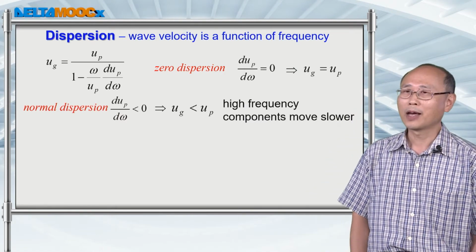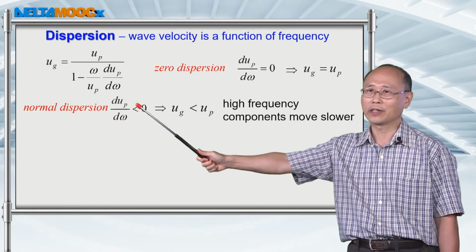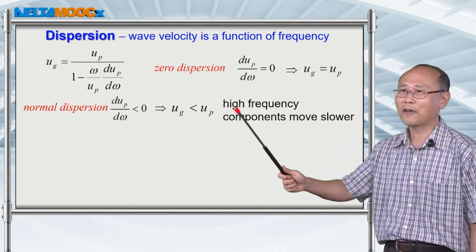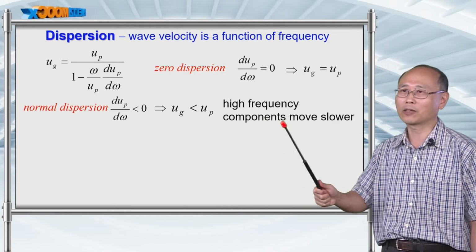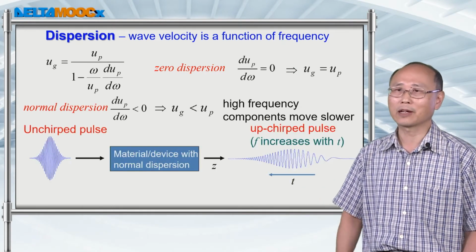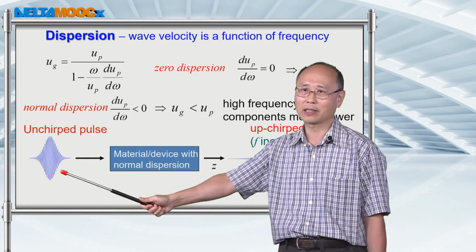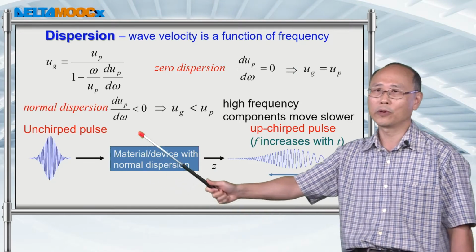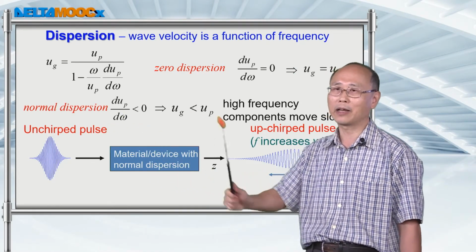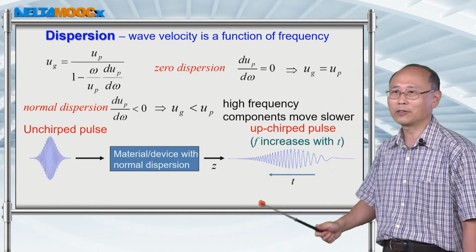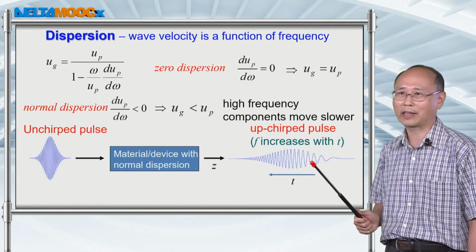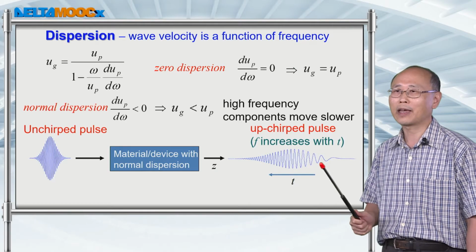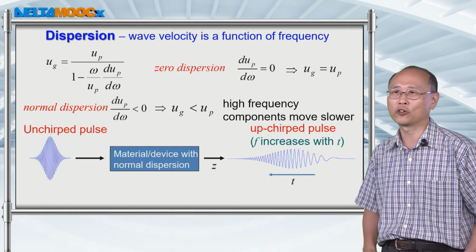this means that when you increase the frequency, the phase velocity will decrease. So the high frequency component in this wave packet will move slower. It turns out that if you send a wave packet like this into some material or device with normal dispersion, where du_p over d omega is less than 0, you're going to detect such a stretched pulse at the output, where the high frequency component falls behind and the low frequency component comes out first.